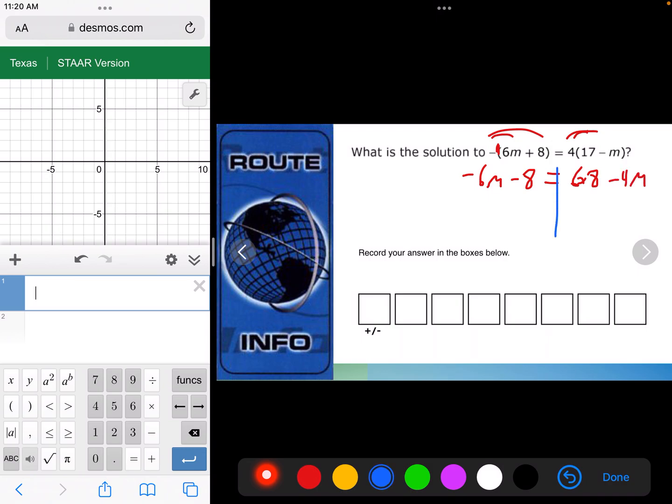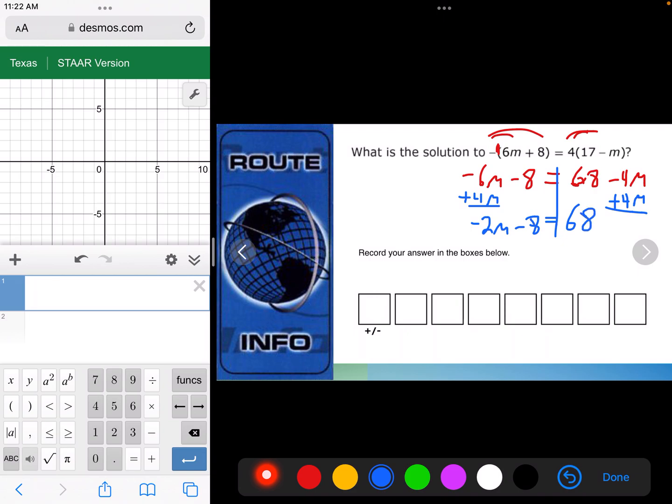Now all the parentheses are gone, but I have an m on both sides. I've got to make sure they're on the same side, so I'm going to move one of them. It doesn't matter which. I'm going to go ahead and move that negative 4m over. So right now it's 68 minus 4m. The opposite of minus 4m would be plus 4m. When I do that, I get negative 2m minus 8 equals 68.